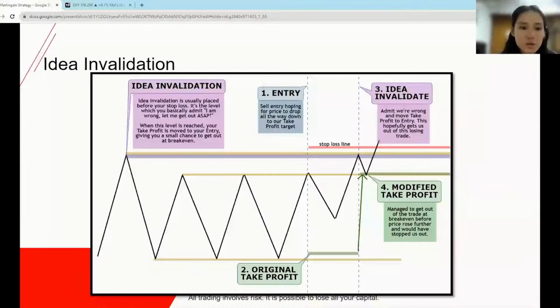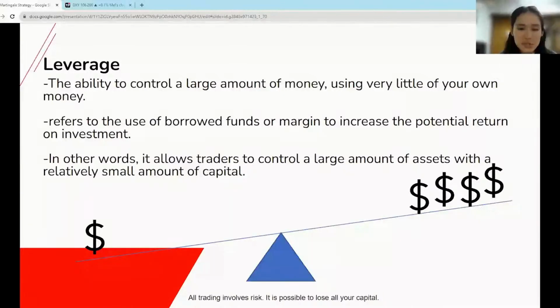Now that we've been taking a look at a lot of lot sizes, because we're talking about a martingale strategy, maybe let's touch a bit on leverage. Leverage in trading basically refers to the use of borrowed funds or margin to increase the potential return on investment. In other words, it allows traders to control a large amount of assets with a relatively small amount of capital.